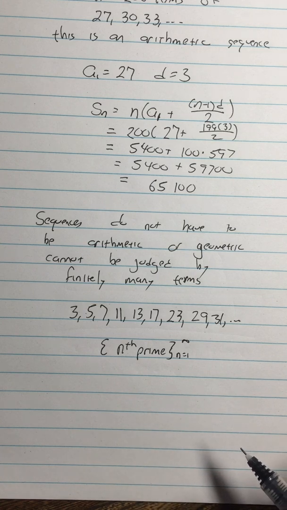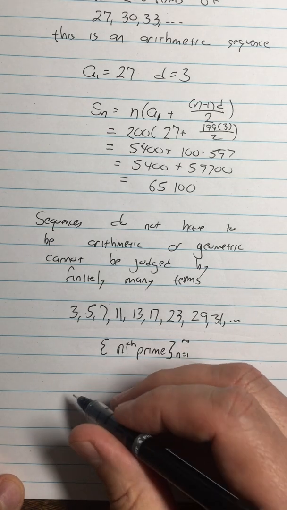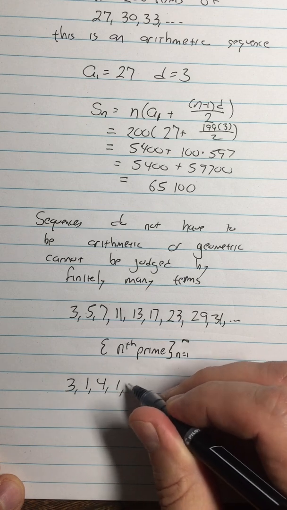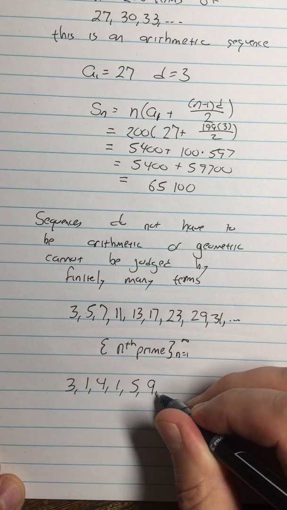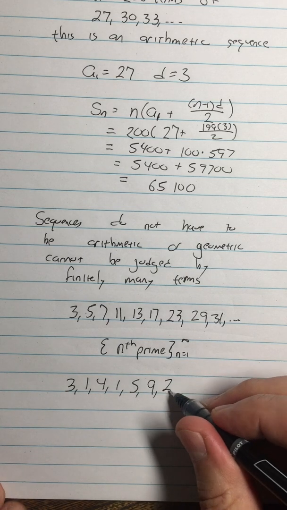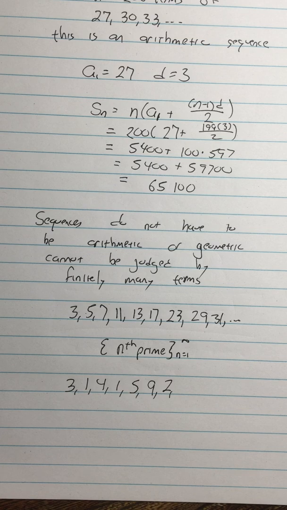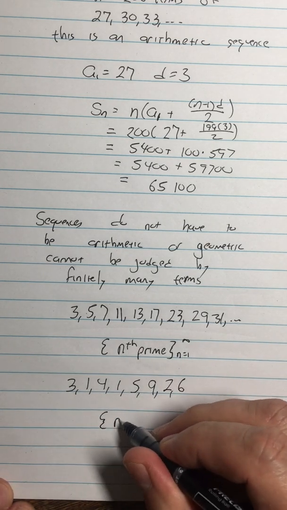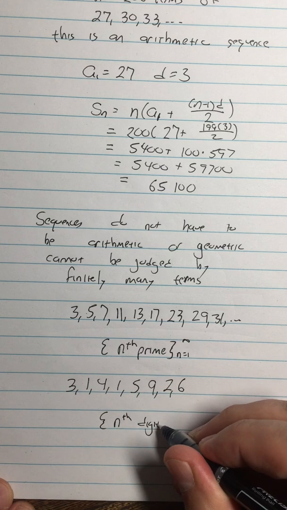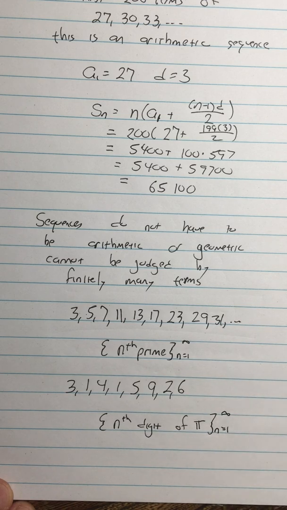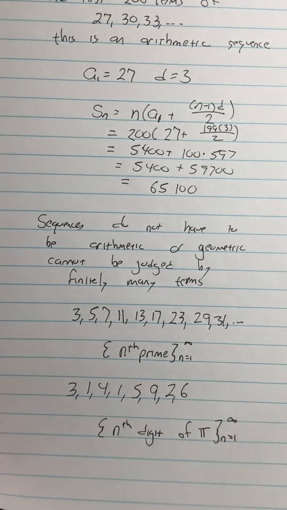I had another example in my head, and I forgot what it was. Oh, here's a good one. Here's a sequence. What do you think the next number is? It's 2. What's the next number? It's 6. What's the sequence? The nth digit of pi. All right, that's an infinite sequence, right? There are other kinds of sequences.